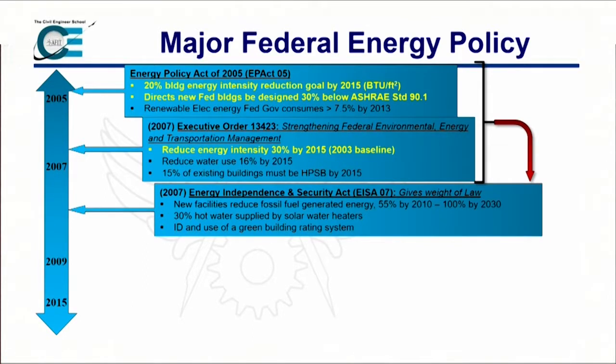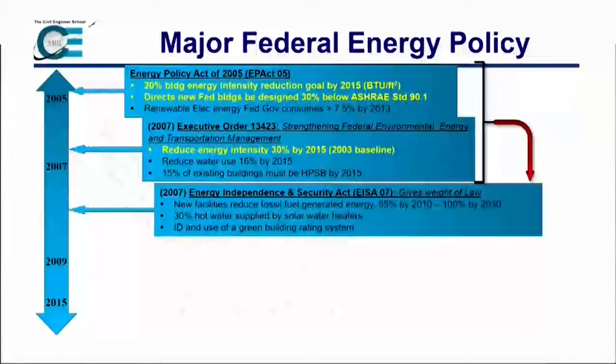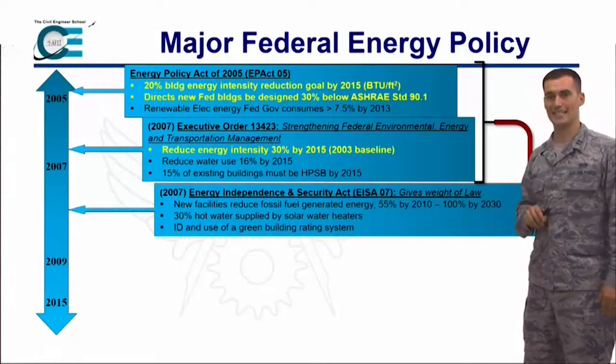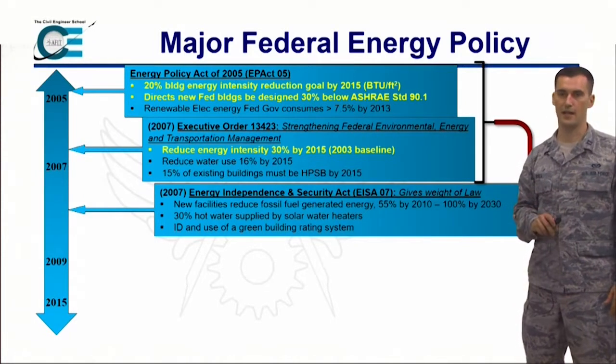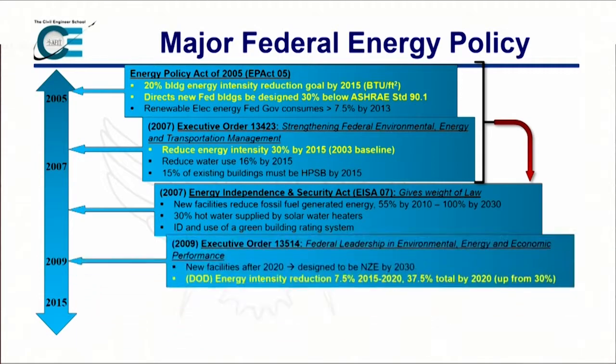the next big policy was the Energy Independence and Security Act of 2007. So this really gave the weight of law to that executive order. And it said that all new facilities have to reduce their fossil fuel generated energy by 100% by 2030. So essentially what the DoD and the federal government are saying is we want to go net zero by 2030 for all new facilities, new construction. That's an aggressive goal, and there's still a lot to be done to actually make that.